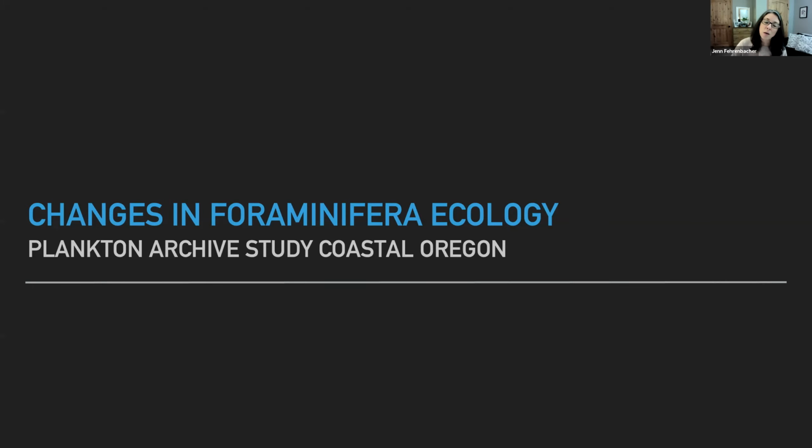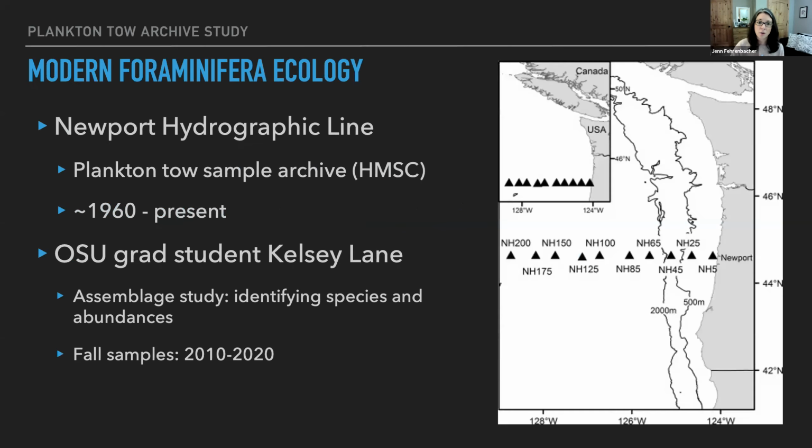And so I want to show you how we're using this archive to understand how rapidly foram assemblages can change in the modern ocean. So for some context, I'll walk you through where this study's happening. We're doing the research in samples that were obtained through a study that coincides with the Newport hydrographic line. So this is essentially this region off the coast of Newport that has been studied pretty extensively by lots of scientists.